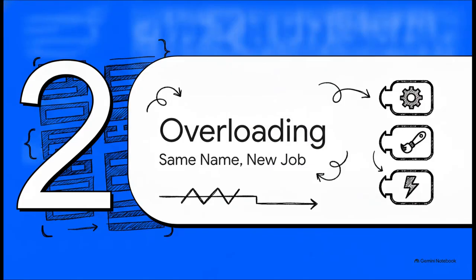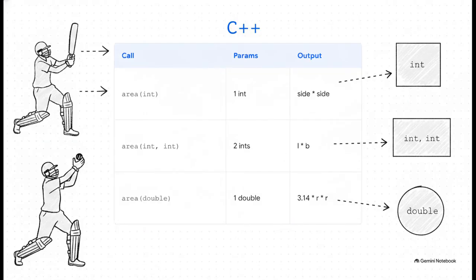All right, moving on to Section 2, overloading, same name, new job. Function overloading is just like a versatile all-rounder in a cricket match. Depending on the situation, that one player can bat, bowl, or field. In C++, you can have multiple functions with the exact same name, like area, that do entirely different mathematical jobs depending on the arguments you pass to them.